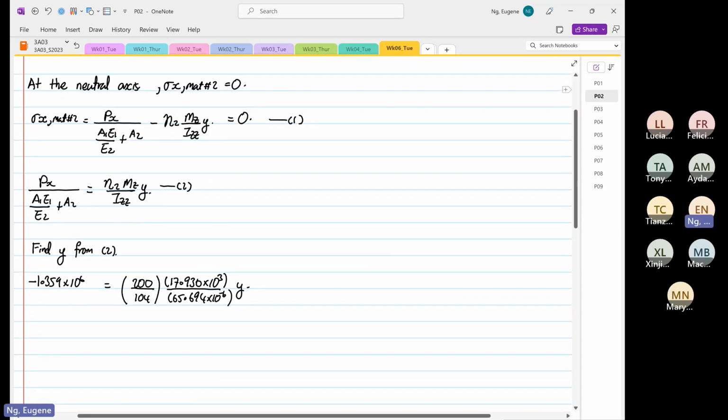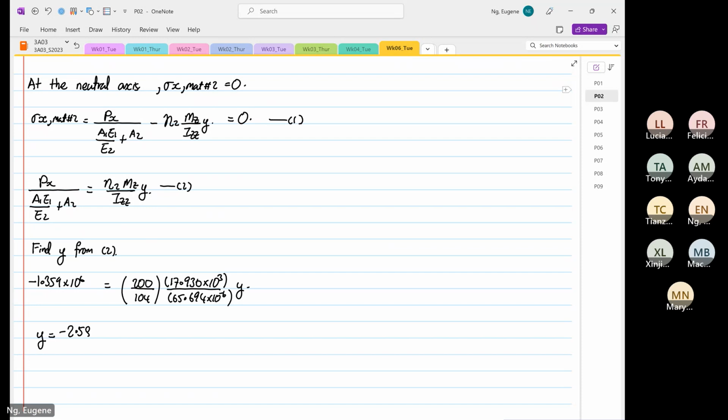So your y value over here will be negative: minus 1.359 times 10 to the power 6 times 10^4 times 65.694 times 10 to the power minus 6, divided by 200, divided by 17.936 times 10 to the power 3. So it's equal to minus 2.588 times 10 to the power minus 3 meters. Okay.